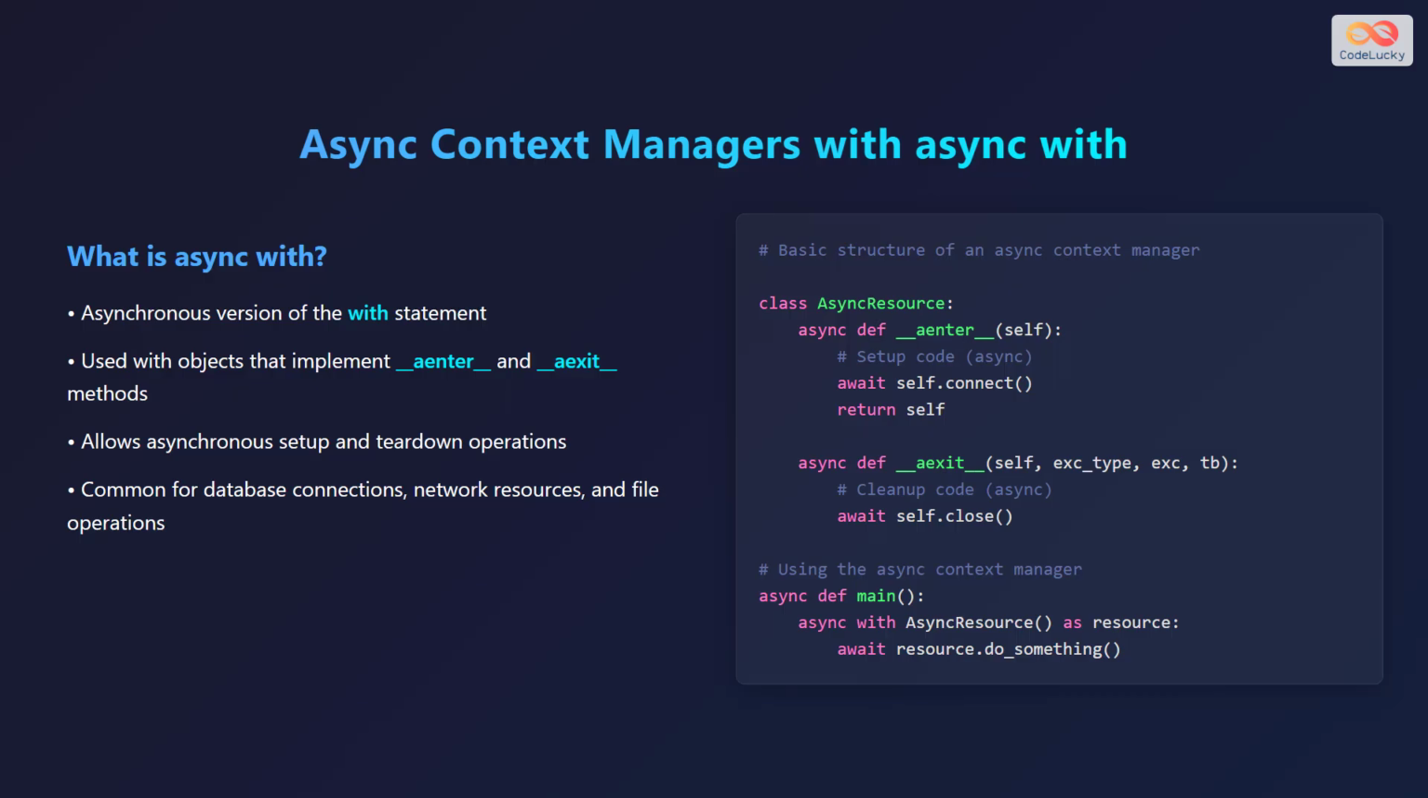First, we'll discuss async with, which deals with asynchronous context managers. Then we'll dive into async for, which is used for asynchronous iterators. We'll look at practical examples and real-world use cases. Finally, we'll review the best practices for implementing these asynchronous patterns.